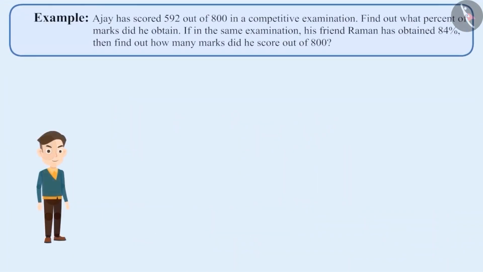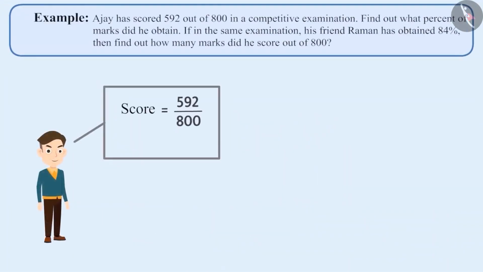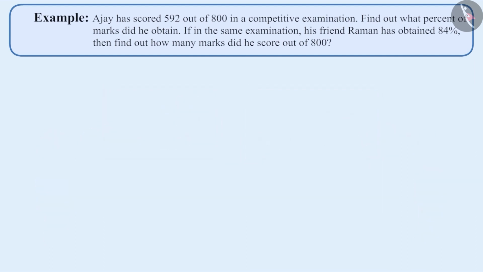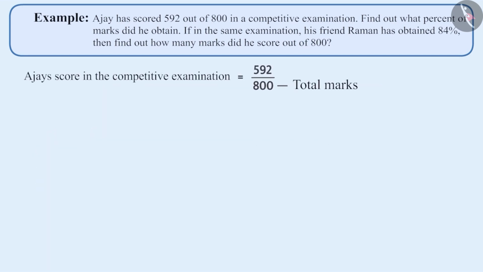Example 3. Ajay has scored 592 out of 800 in a competitive examination. Find out what percentage of marks did he obtain. If in the same examination, his friend Raman has obtained 84%, then find out how many marks did he score out of 800. It is given in the example that Ajay has scored 592 by 800. Here, the total marks are 800, out of which Ajay has scored 592 marks.